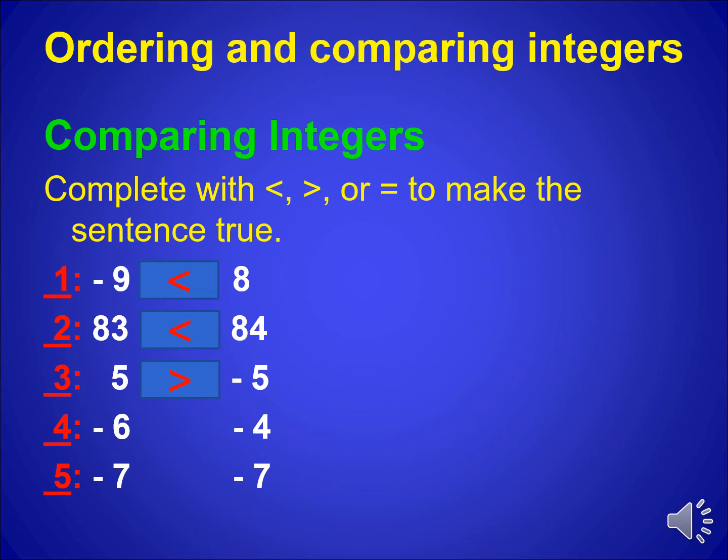Number 4, I have negative 6 and negative 4. If the negative number is greatest in shape, the value of it is smallest. So I have negative 6 and negative 4. That means negative 6 is smaller than negative 4. Number 5, I have negative 7 and negative 7. That's equal.